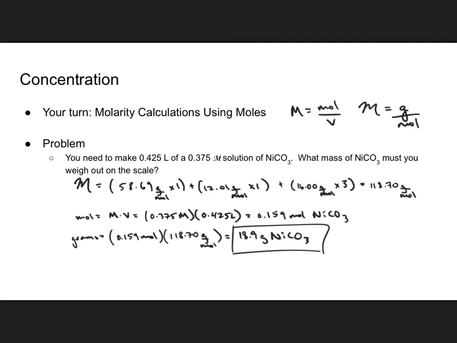And then we need to find the moles based on the molarity equation. So we rearrange for moles, it becomes molarity times volume. 0.375 molar times 0.425 liters to three significant figures, 0.159 moles of NiCO3. And then we plug that number into the equation involving molar mass, and we get molar mass times moles gives us grams, so we're multiplying these things again. 0.159 moles times 118.70 grams per mole to three significant figures, 18.9 grams of NiCO3.